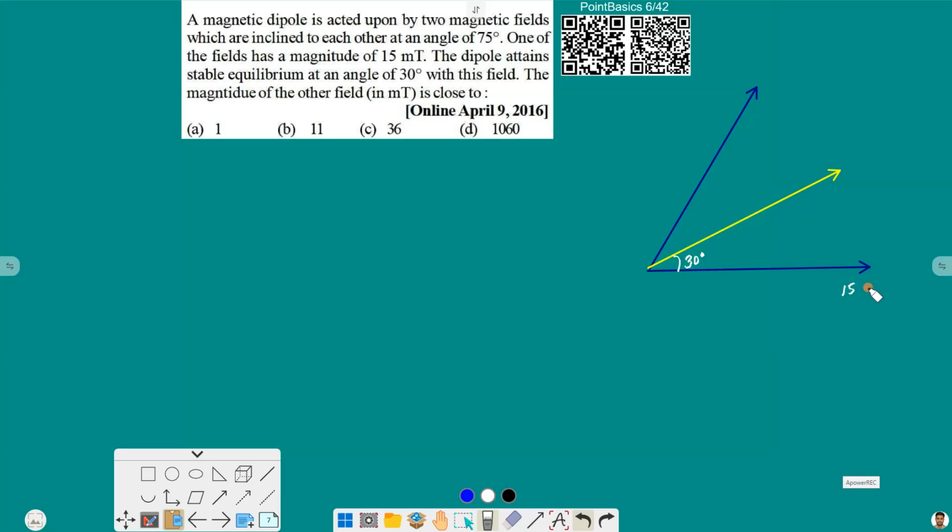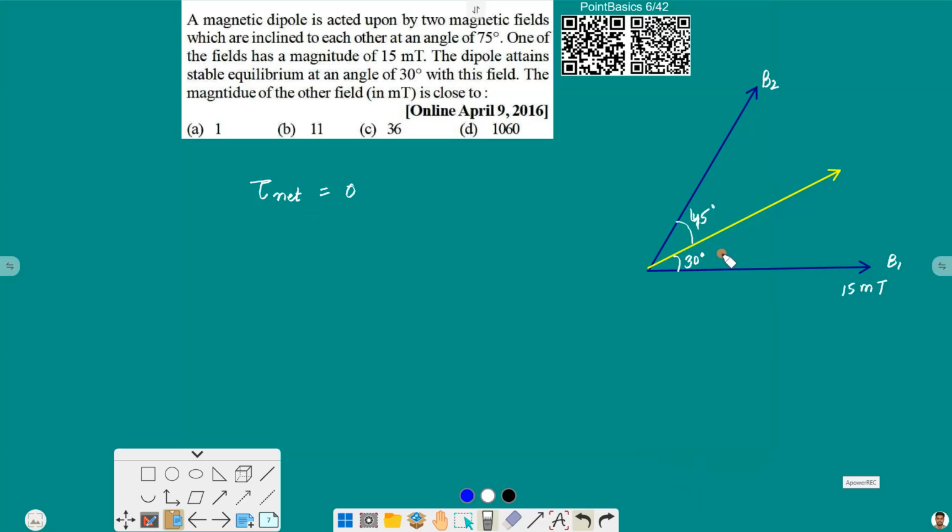with 15 millitesla field, and we know that total angle between these two fields B1 and B2 is 75. So angle between dipole and the second field will be 45 degree. The magnitude of the other field we have to find out here, and this dipole is in equilibrium. So in equilibrium means total torque on this dipole is zero. So torque net is zero here.